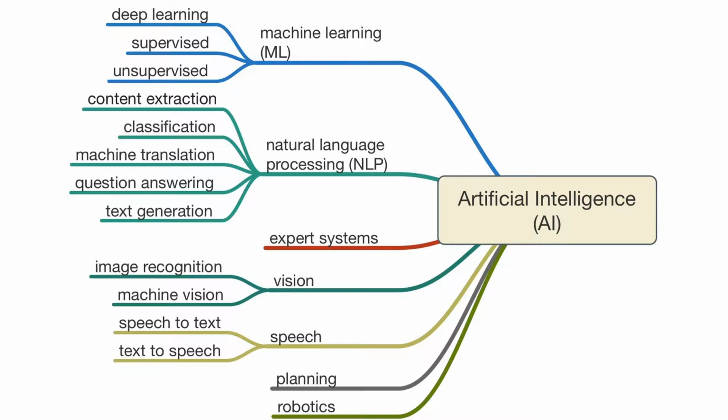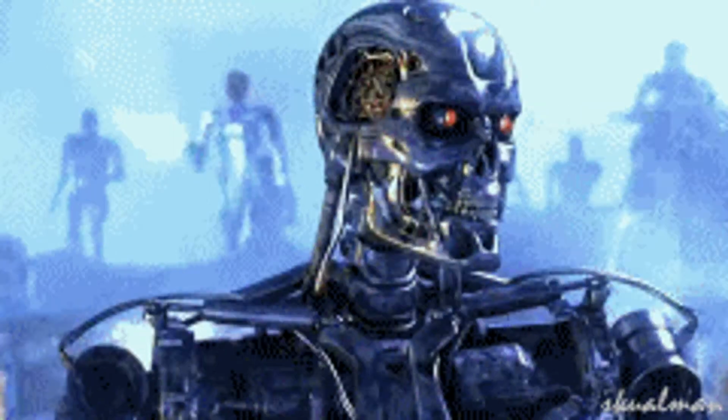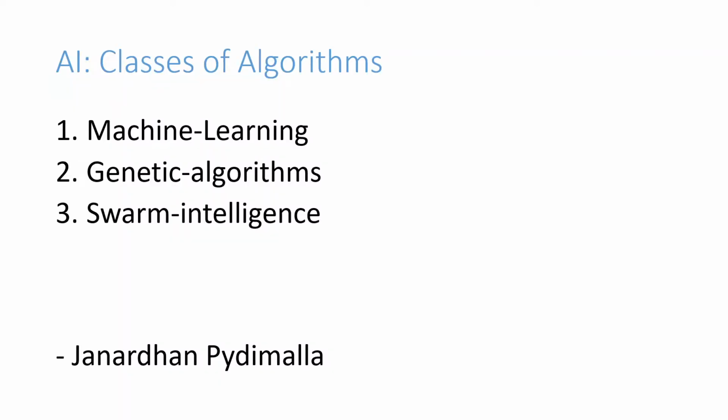There is a concept popularized in Hollywood movies that machines will dominate mankind with artificial intelligence. There are three classes of algorithms by which artificial intelligence can be implemented: machine learning, genetic algorithms, and swarm intelligence. If we know the task, what machines are supposed to do, we can do explicit programming also. This classification of algorithms by which artificial intelligence can be implemented is my personal opinion.